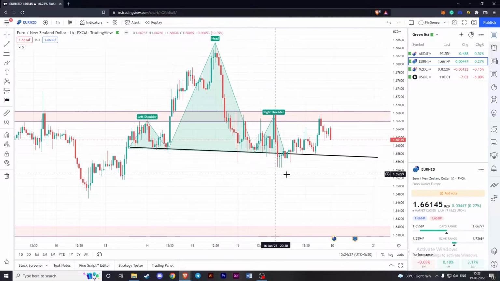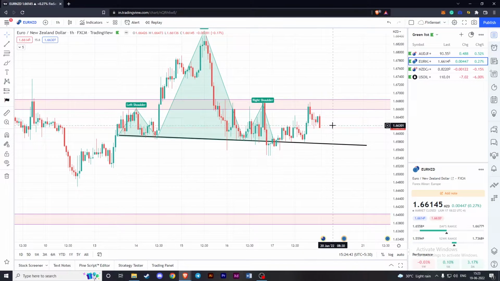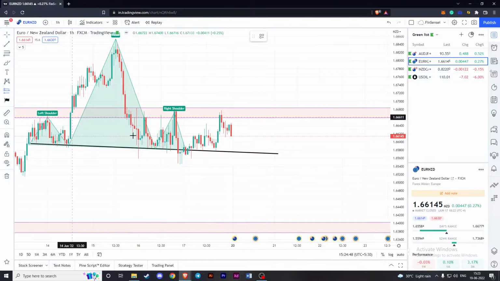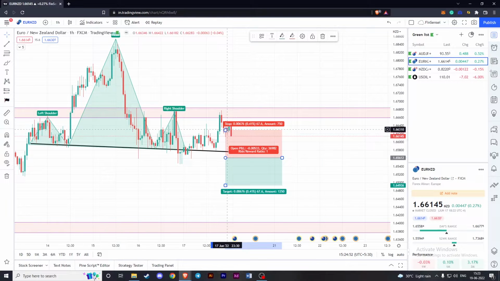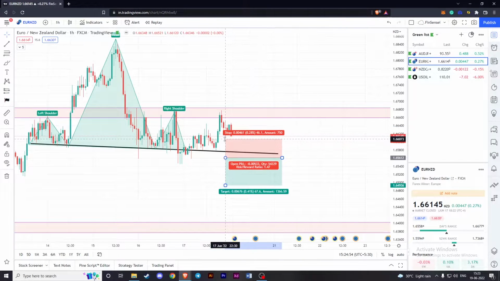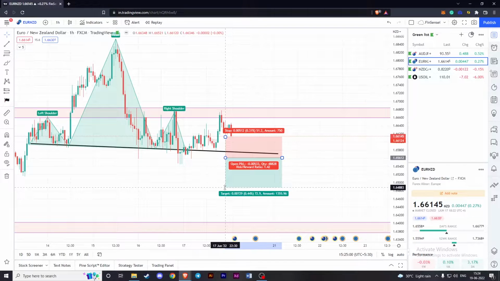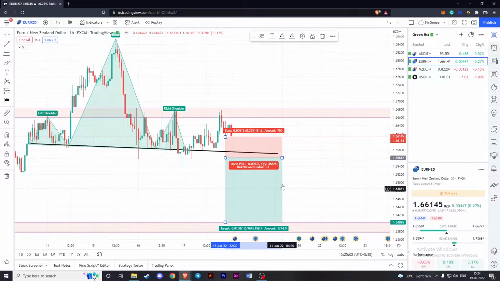The head and shoulder pattern gave us a breakdown right here, but it did not sustain and it again went back to the resistance of the upper range. Now, if we get a candle close below this trend line, we can go short with our stop loss above the breakdown candle, and we should expect a target of at least 1:1.5 risk to reward ratio, and the ultimate target should be the support of the lower range.